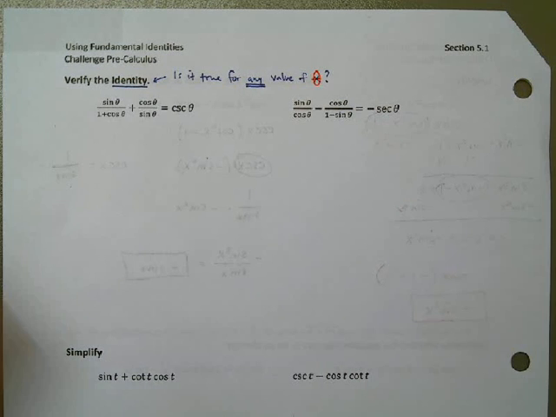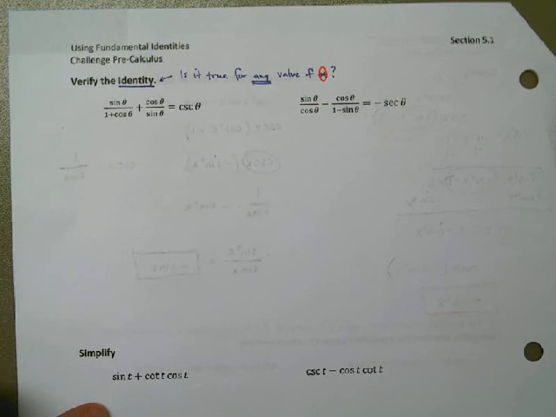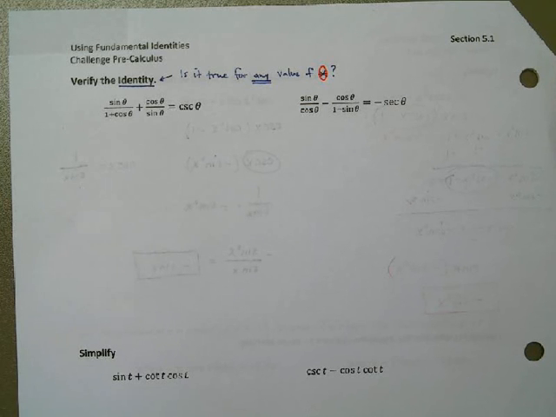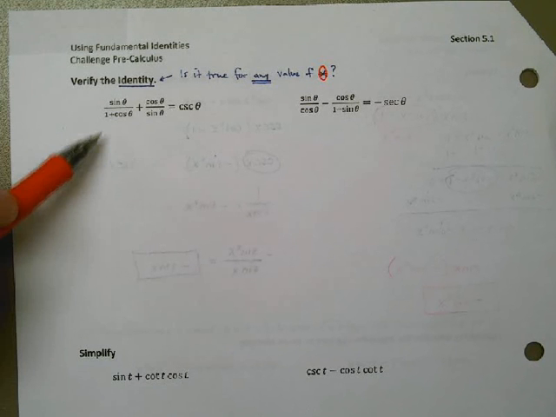Well, let's see here. If I have two fractions, and I want to get rid of the fraction, I think the first step is that I need to combine those. I need to get a common denominator. And the common denominator in this problem is going to be sine theta times 1 plus cosine theta.